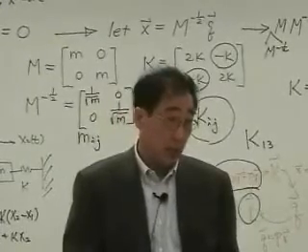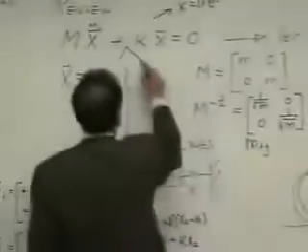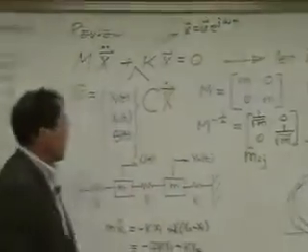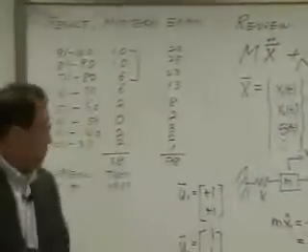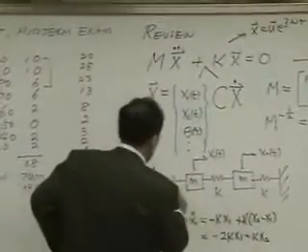Okay, next question is, what if we have C x dot? For example, we have a damper here.